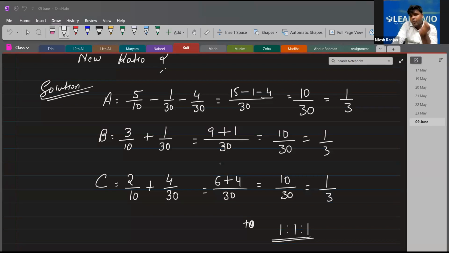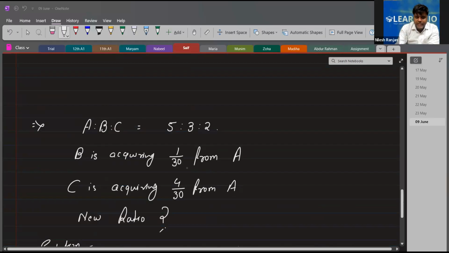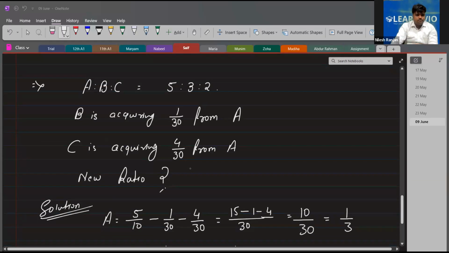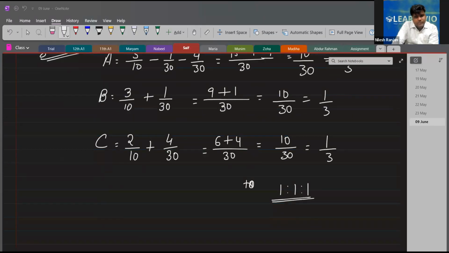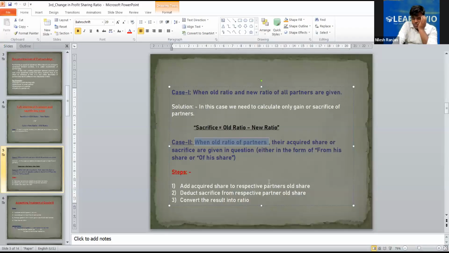So this is our "from his share" concept. In "of his share", whatever fraction, it will be given like 1/30. Just 1 minute. There will be calculation. Actually, it is not given. It is very difficult to form the quotient of "of his share". I'm not able to find the quotient related to this, so I will try to find it and then we'll discuss this.